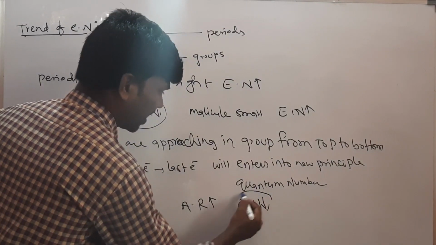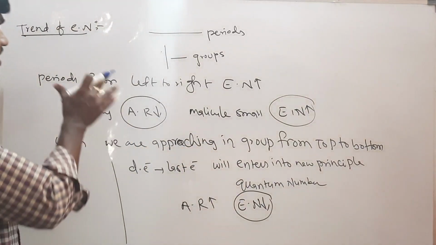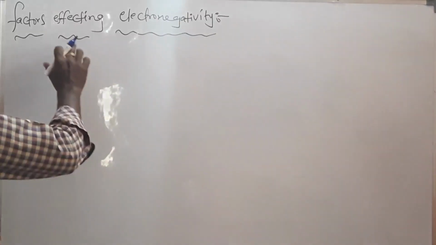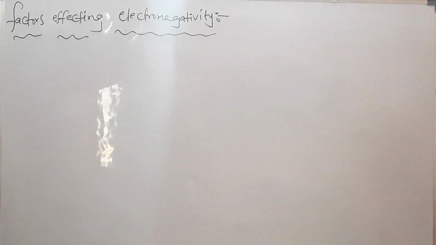In a group, electronegativity value will decrease. In a period, electronegativity value will increase. So this is the trend with respect to electronegativity in groups and periods. Now I am going to explain the factors affecting electronegativity, which factors will influence electronegativity.